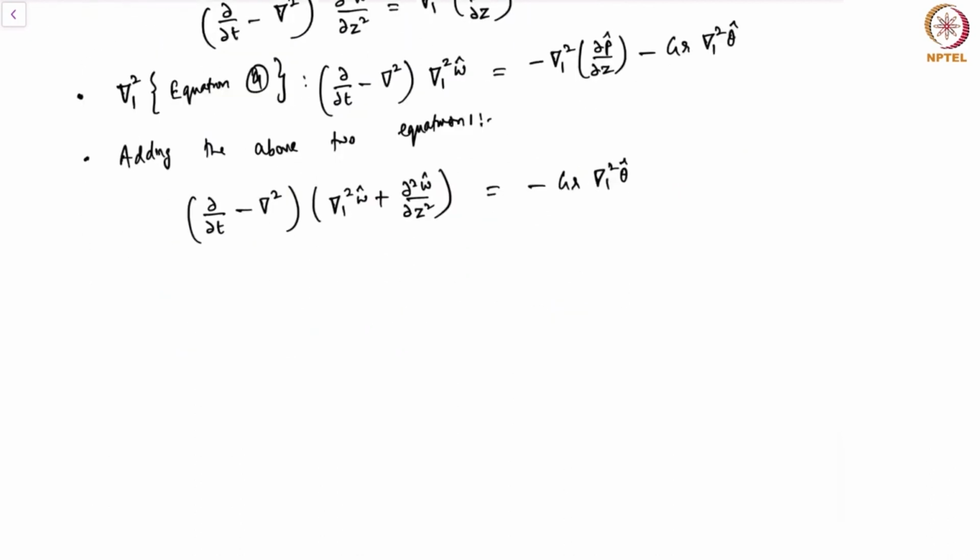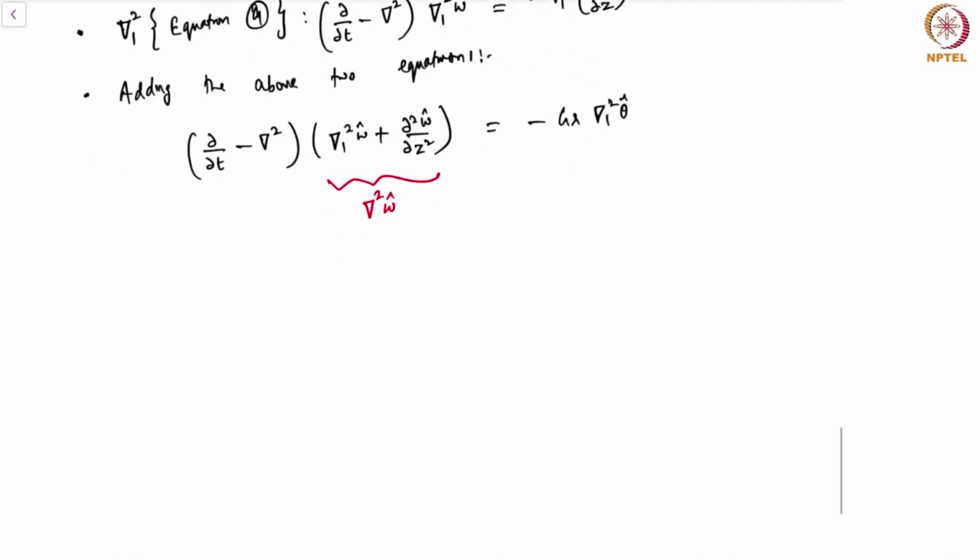But this term here, del 1 square, if you expand del 1 square, what was del 1 square? It was del square by del x square term plus del square by del y square term, but you also have a del square by del z square. This is simply del square of w hat. So what we now have is del by del t minus del square of w hat simply becomes gr theta hat. This is what we basically have.